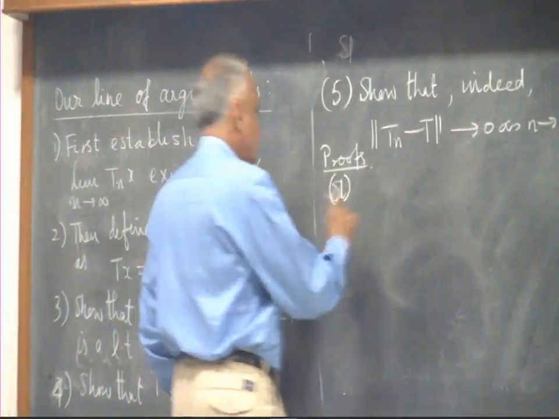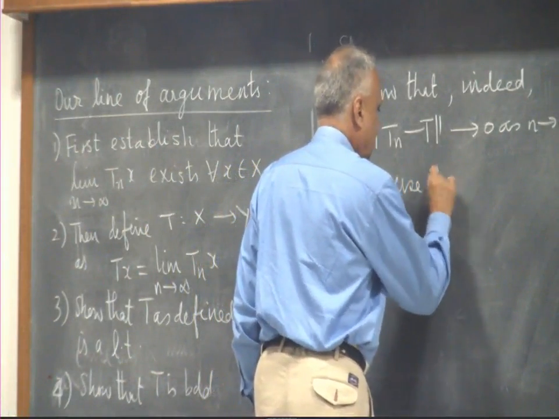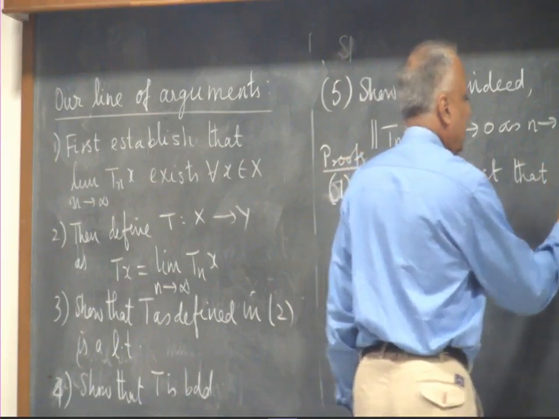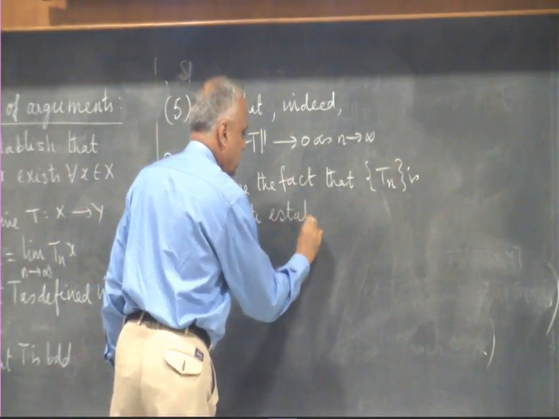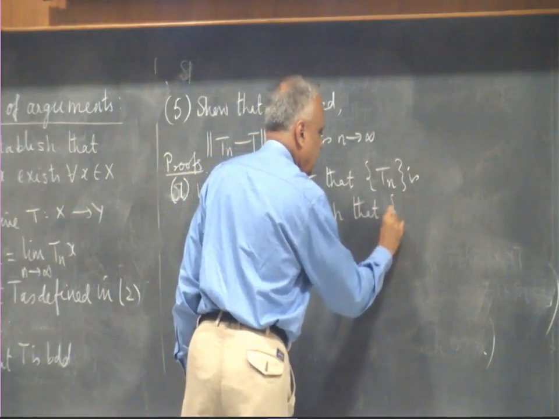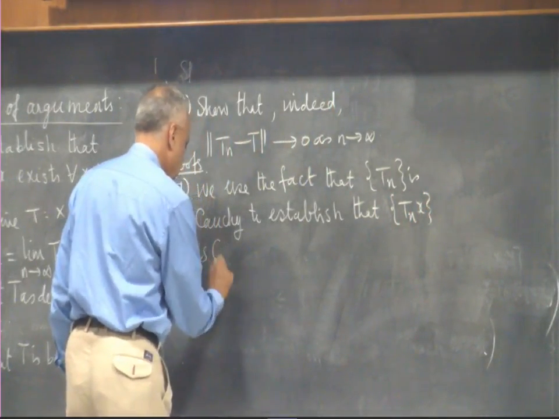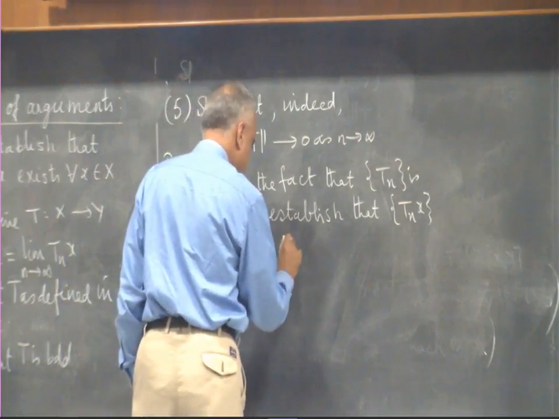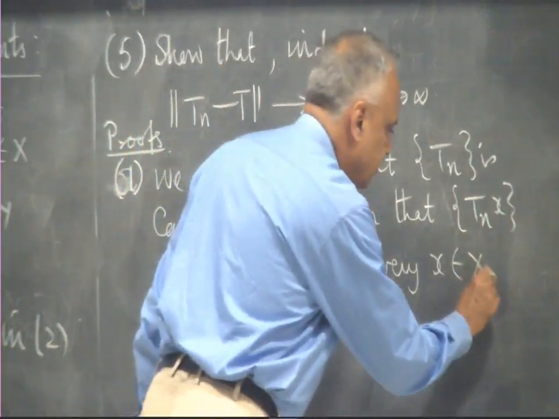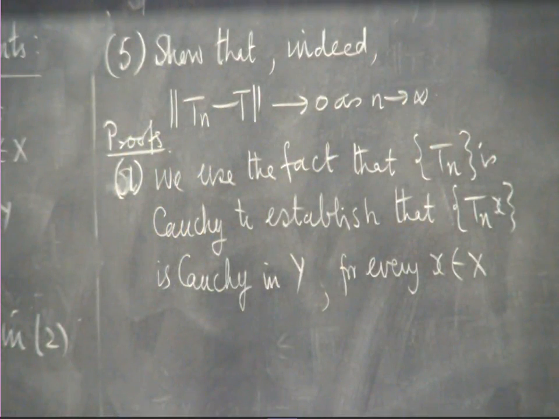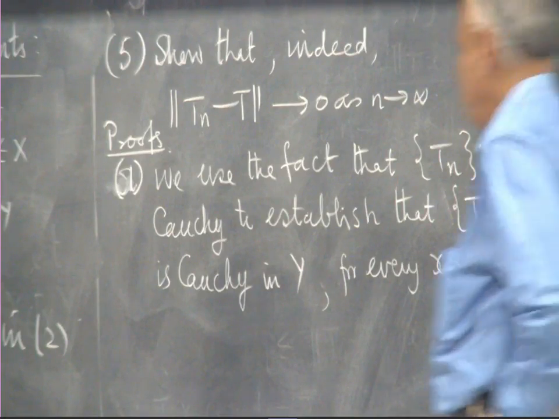So now we use the fact that Tn is Cauchy to establish that Tnx is Cauchy in Y for every x in X. Okay, so it's very obvious, because norm Tnx minus Tmx is less than or equal to norm Tn minus Tm, but norm Tn minus Tm is small, and therefore we are done. Okay. So what do we get?